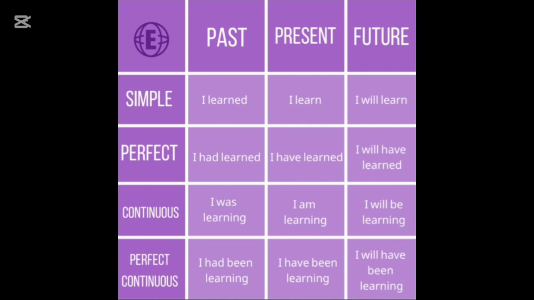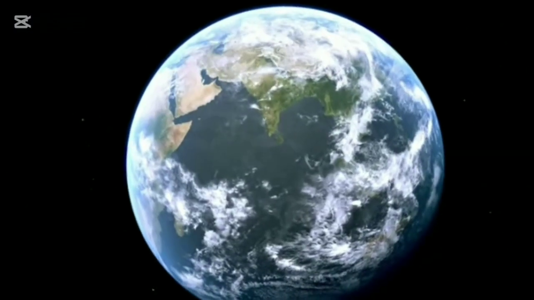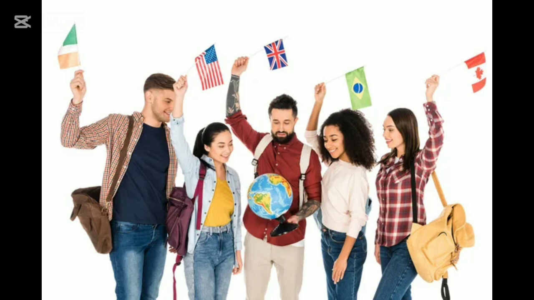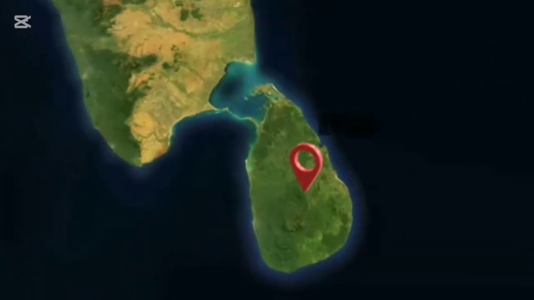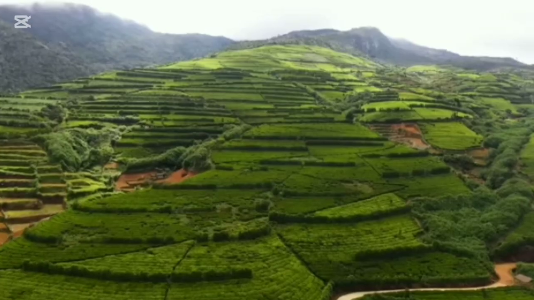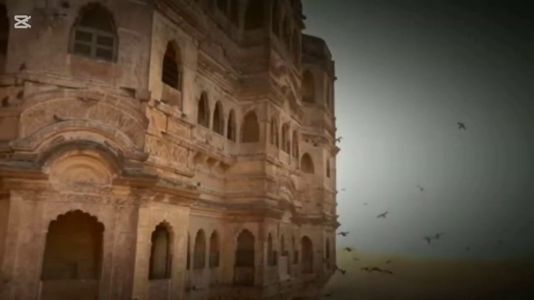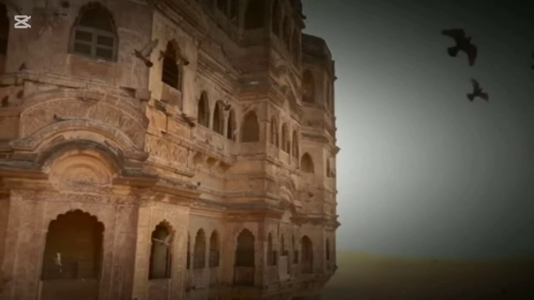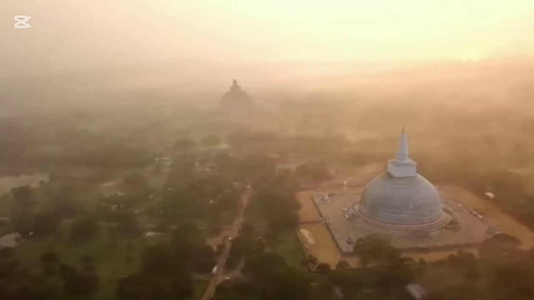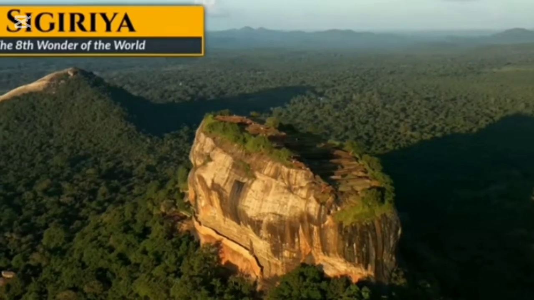Now, I just want to ask you a question. Where are we? Yes, I agree. We are on Earth, but we live in different areas. Get me? I live on a small island called Sri Lanka. Like other countries, Sri Lanka also has World Heritage sites. The early history of Sri Lanka is not well known to the world at large. One of Sri Lanka's most famous World Heritage Sites is Sigiriya.